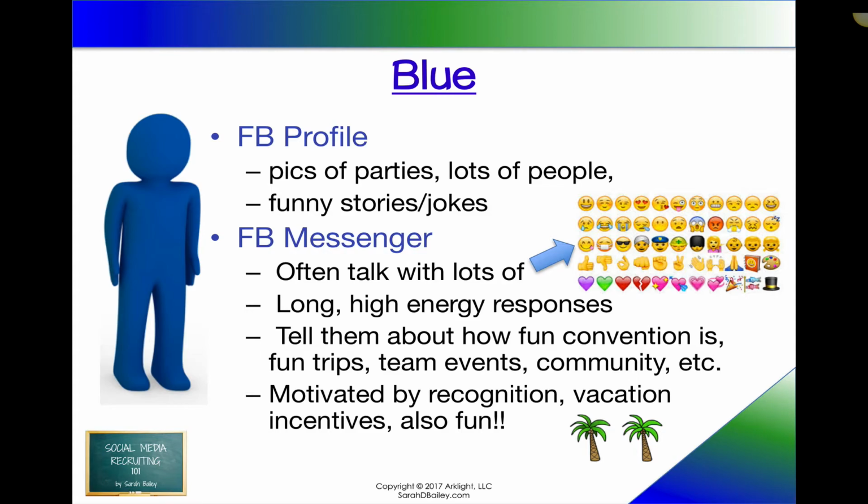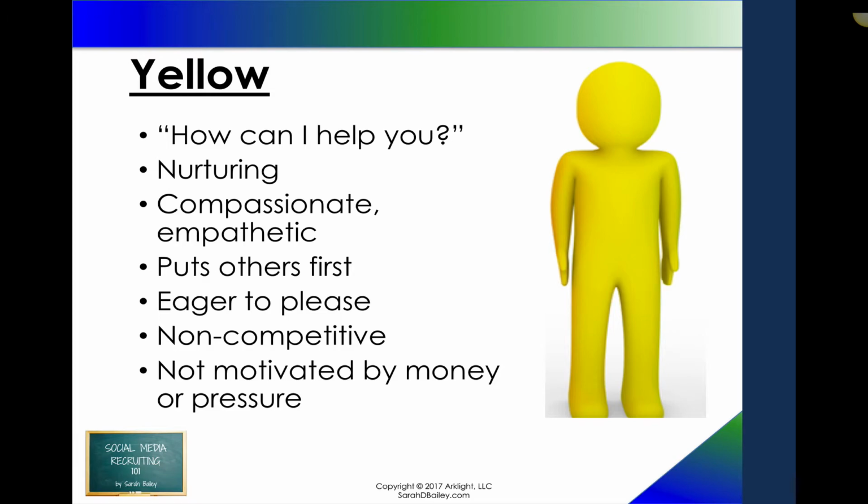They're motivated by fun. A yellow, okay, now we're going to step back a little bit. We're going to calm down. Yellows are very compassionate and empathetic. How can I help you? They always want to help out. They're extremely nurturing. A yellow is often most people's best friend because they will open up and they will listen to whatever you want to talk about. They'll let you cry on their shoulder.